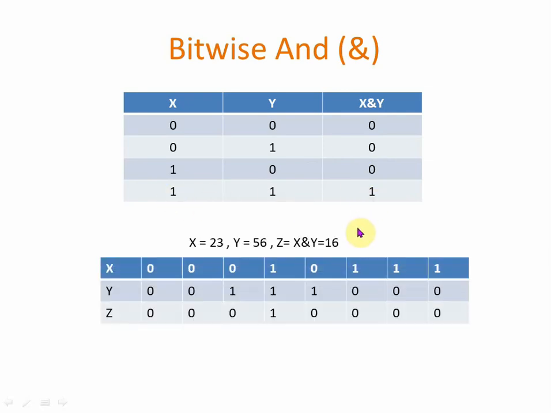Now let's see. Two decimal values are given, x equals 23 and y equals 56, and now we have to evaluate x bitwise AND y. Here you can see I have written x equals this. I have converted this decimal value 23 into a binary value and written it here. Now I have converted 56 into a binary value and written it here.